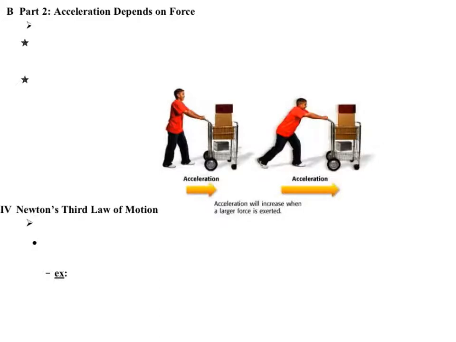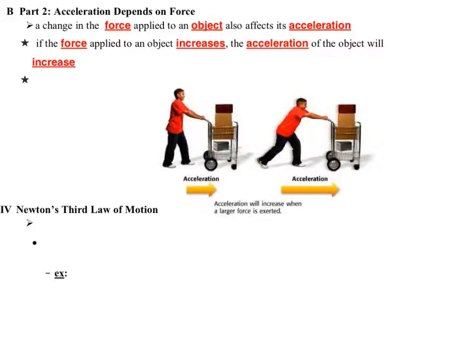Okay, what does the second part of Newton's second law of motion deal with? Well, the second part of Newton's second law of motion deals with the fact that changing forces applied to an object will affect the acceleration of the object. So here's the question, okay, if the force I apply to an object increases, what happens to the acceleration of the object? And the answer, the logical answer is, if the force applied to an object increases, the acceleration of the object will also increase.